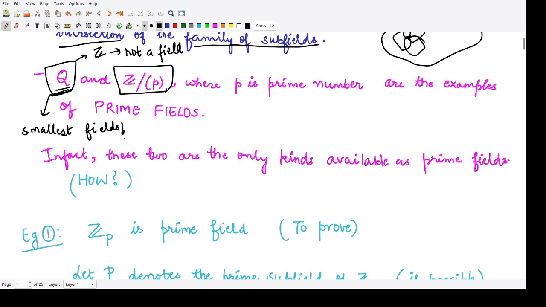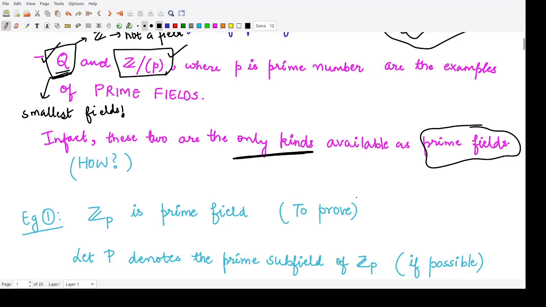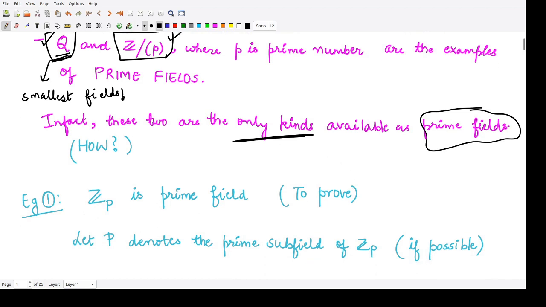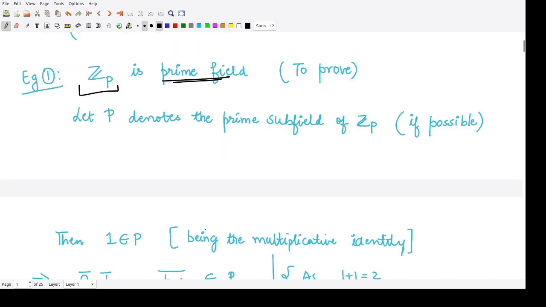And moreover, this field of rational numbers and that of integers modulo P are the only kinds of fields which are available as prime fields. How? We'll see that through an example. Firstly we'll prove that integers modulo P is a prime field. So how is this a prime field? For that we will denote P as the prime subfield of Z_P, if possible. We have to prove that this Z_P is a prime field.